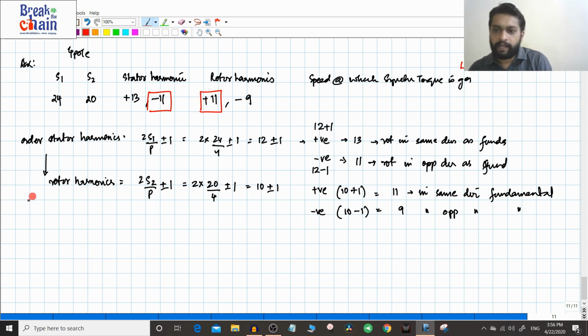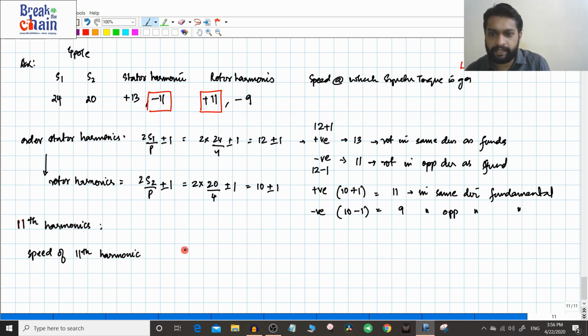So again, now with respect to the 11th harmonic, we have to find some speeds. So first we have to find the speed of the 11th harmonic stator MMF, or stator MMF poles, okay, stator MMF with respect to stator.